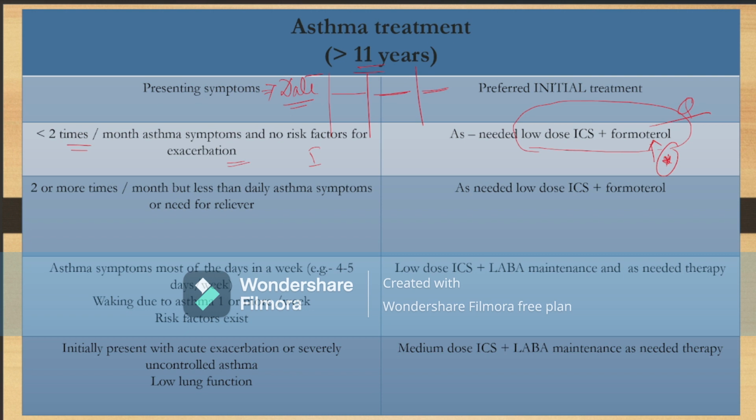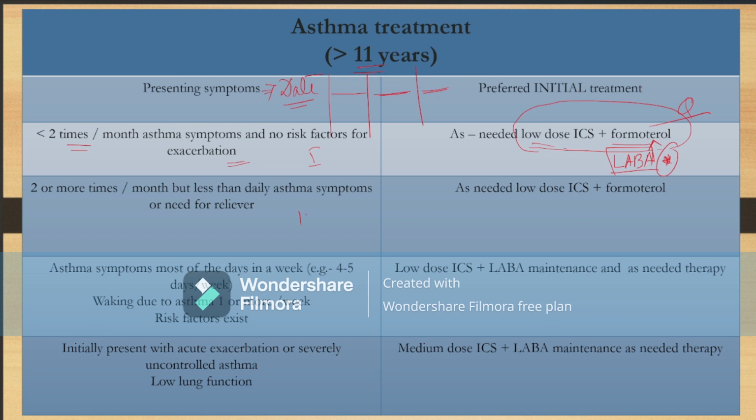Previously, as need therapy of short acting beta agonist was given, but nowadays low dose inhaled corticosteroid with a LABA is given in the place of SABA, because if we give only SABA, there may be a chance of exacerbation for a child, and the chance of exacerbation is much lower if we give low dose inhaled corticosteroid with LABA as need therapy.